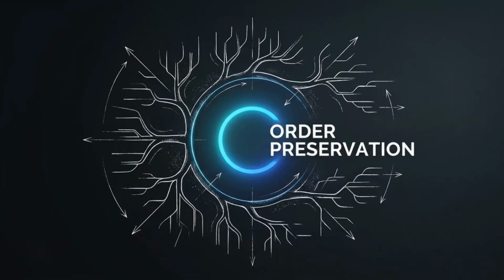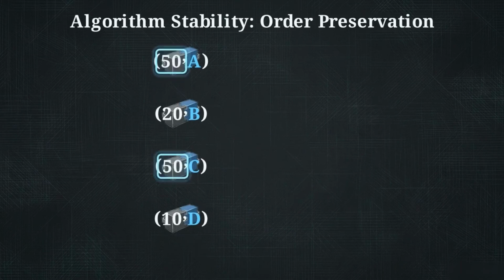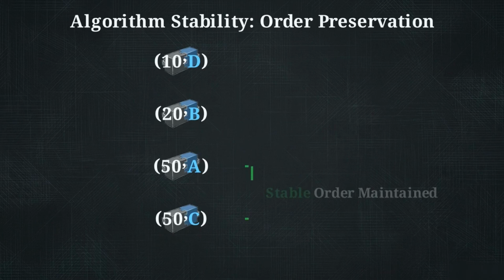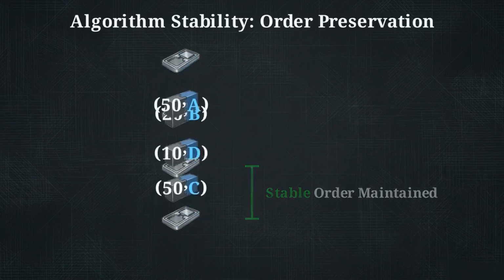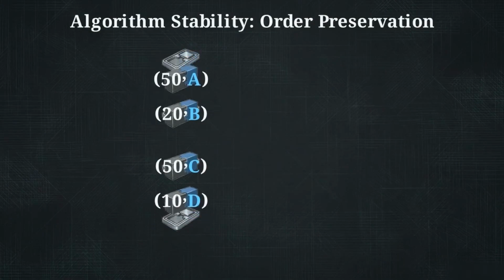Returning to data small enough to fit inside RAM, we encounter the second major classification node, the preservation of original sequences. This introduces the concept of stable sorting algorithms. Notice duplicate primary values, a 50 tagged A and a 50 tagged C. A stable sort reorganizes the array sequentially. The identical 50s move down, but their original relative order is preserved. A remains above C. Stability ensures secondary data relationships are not scrambled.